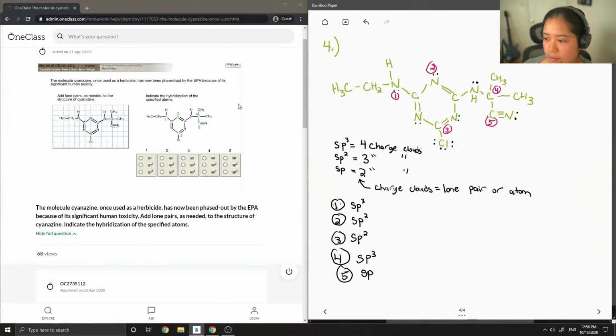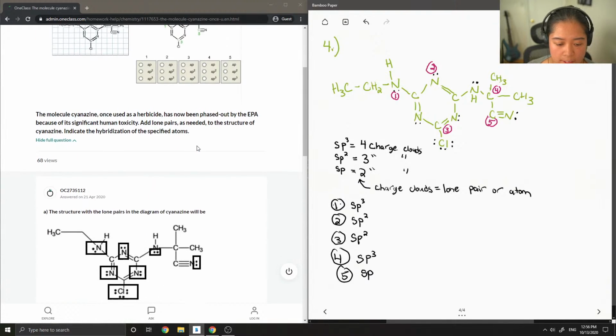So another thing I noticed, if you don't want to do this charge cloud way, is that basically if there's single bonds involved, it's sp3. With double bonds, it's sp2. And with sp, it's triple bonds.